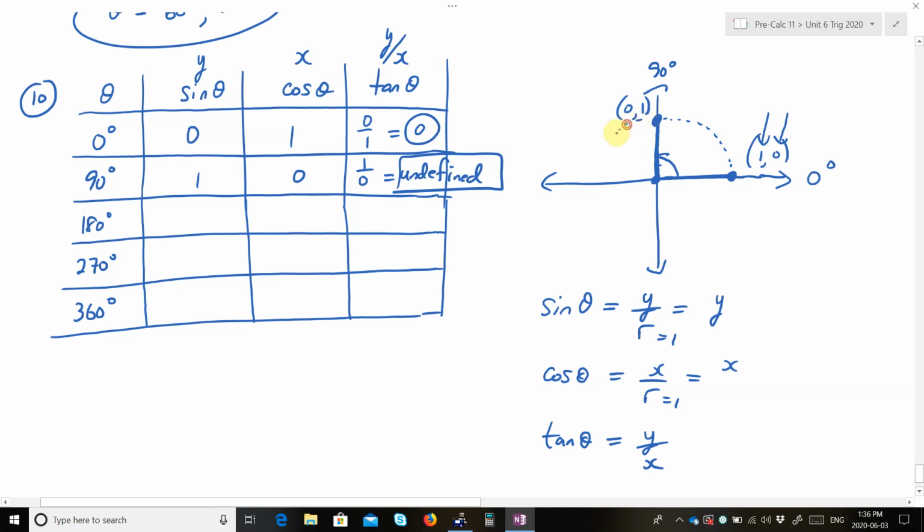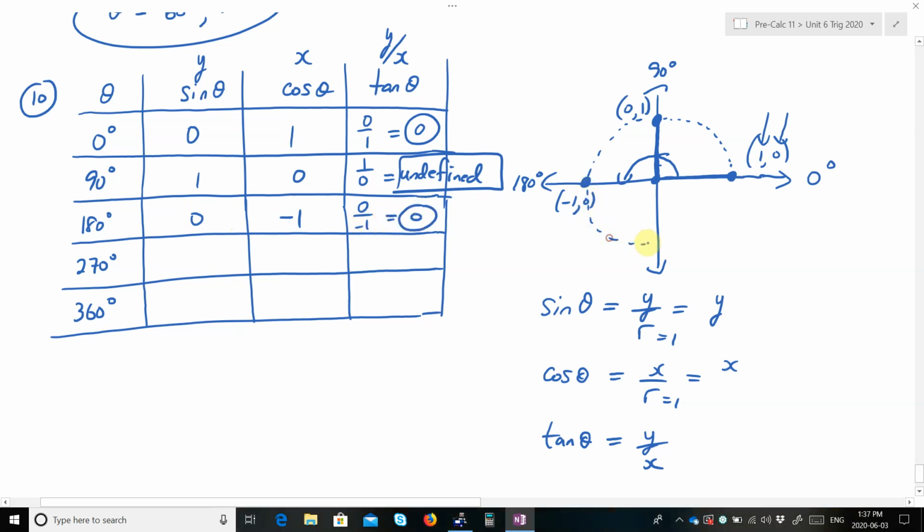And then we go down to here, and this is 180 degrees. And the coordinates of this point are (-1, 0). Sine of 180 then is the y-coordinate, which is 0. Cos of 180 is the x-coordinate, which is -1. And y over x would be 0 over -1, which is 0.